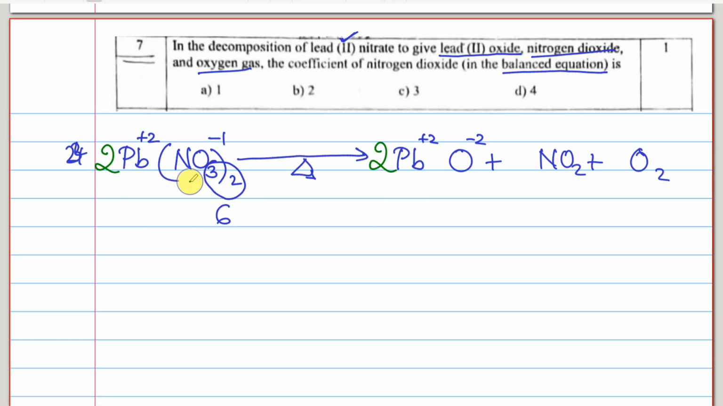So now when we look at nitrogens, how many nitrogens did we have initially? 1 into 2 was 2. 2 into 2 will be 4. So we'll have to add 4 to nitrogen dioxide on the product side.